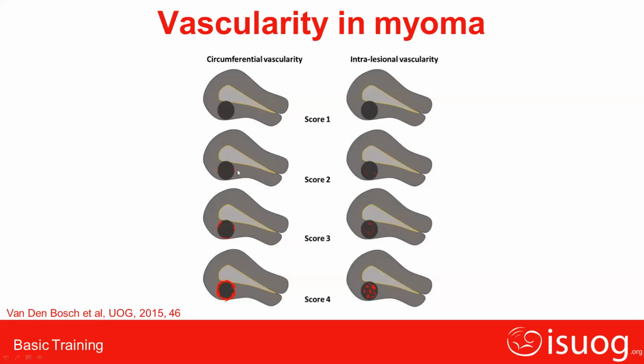Score 2 is minimal vascularity. In the edges you can see a bit of blood vessels. In the intralesional variety, you can see a bit of vessel. In score 3, you are seeing moderate vascularity. This vascularity is much more than this, but lower than this. So it is score 3, moderate vascularity. And score 4 is abundant or strong vascularity. The total lesion is vascular. So score 1 is no vascularity, score 2 is minimal vascularity, score 3 is moderate vascularity, and score 4 is abundant or strong vascularity.